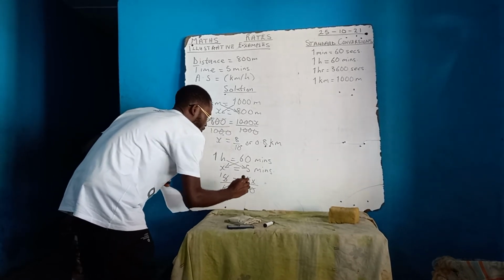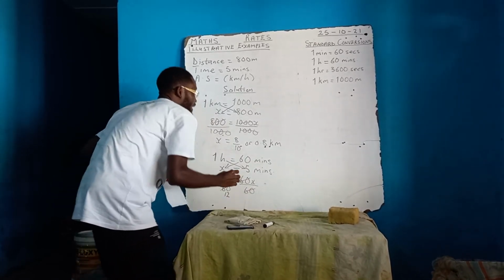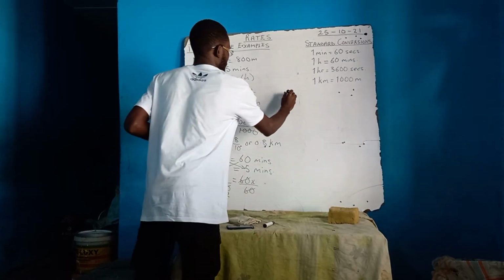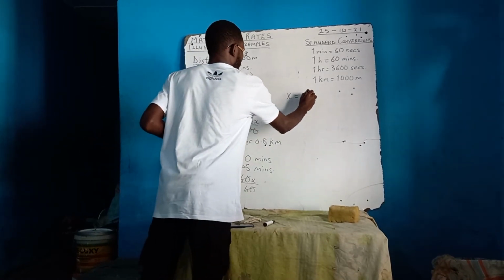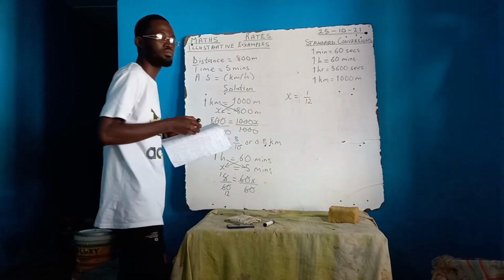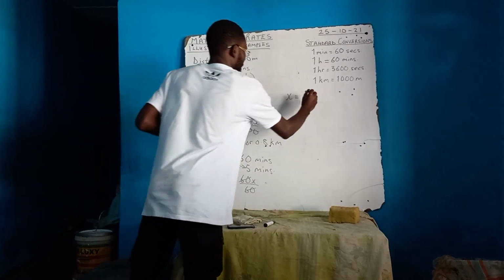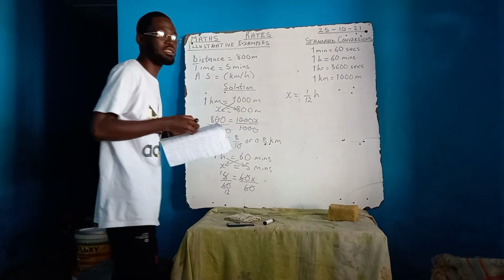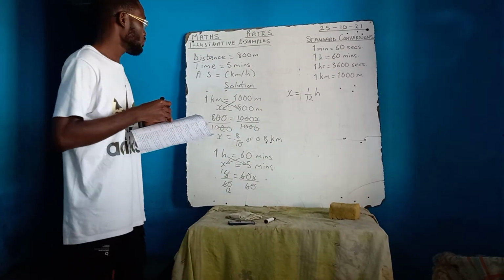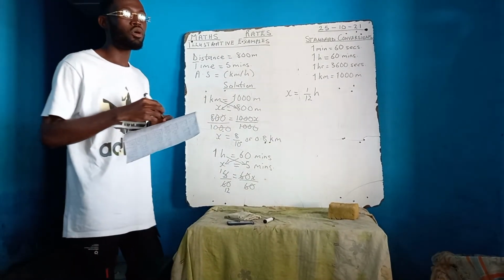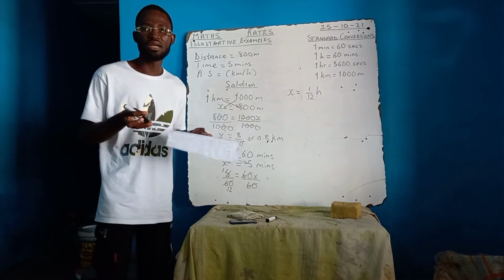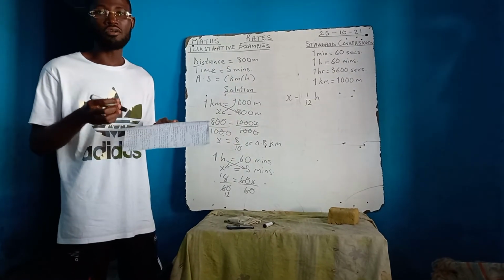So therefore we are going to have our x is equal to 1 over 12. And we could add the unit to it, that is hours, right? Okay, so we can really substitute our new values into the formula of average speed.